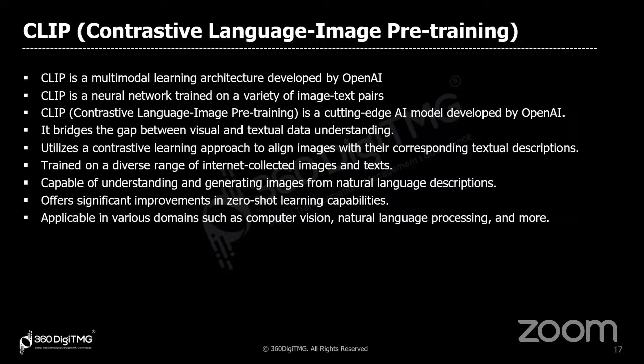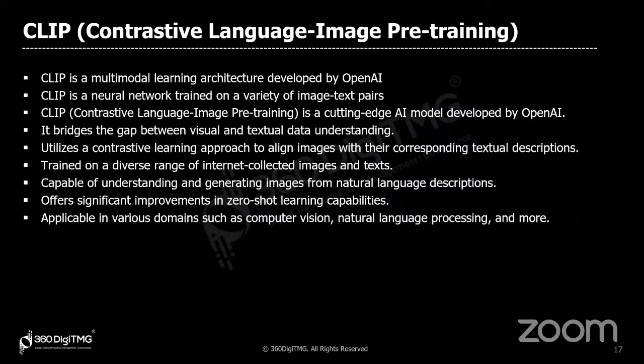Then there is CLIP, that is Contrastive Language-Image Pre-training, a multimodal learning architecture developed by OpenAI. CLIP is a neural network trained on a variety of image-text pairs. It is a cutting-edge AI model that bridges the gap between visual and textual data understanding. It utilizes a contrastive learning approach to align images with their corresponding textual descriptions.